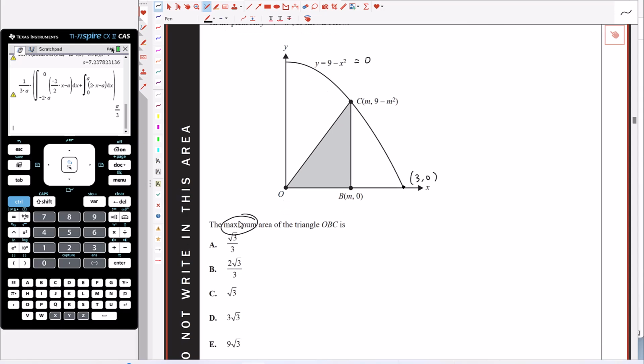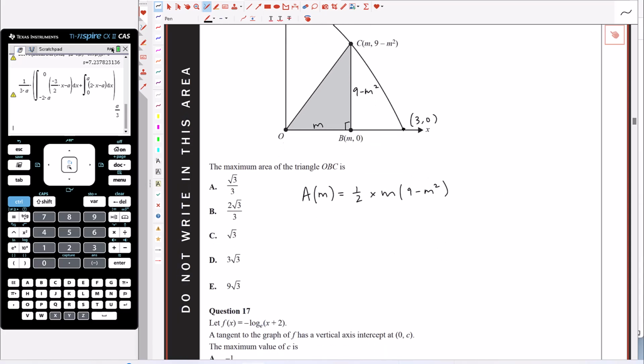We want to maximize a quantity, and we're maximizing area. So we need to come up with an equation for the area of a triangle. The base of the triangle is clearly m, and the height of the triangle is clearly 9 minus m squared. The coordinates of the point give us that. And so the area, in terms of m, is going to be half times the base times the height. So that's going to be our function, and we want to maximize it. So we want to solve the derivative of that equal to 0, or use function max in our CAS.